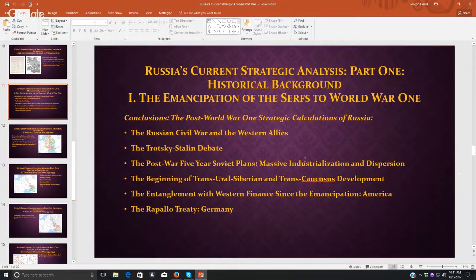They realize that the industrialization is proceeding far too slowly and that it's far too concentrated in that area, vulnerable to invasion. So this is the strategic calculation. You'll notice that this is a domestic policy that is undertaken by the Soviet Union as the result of this strategic calculation.